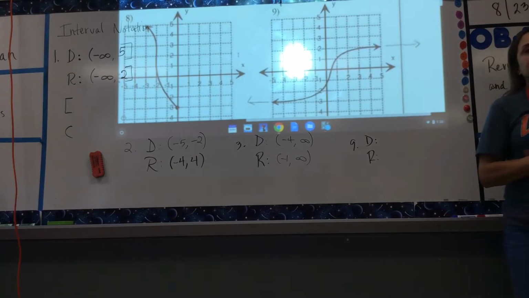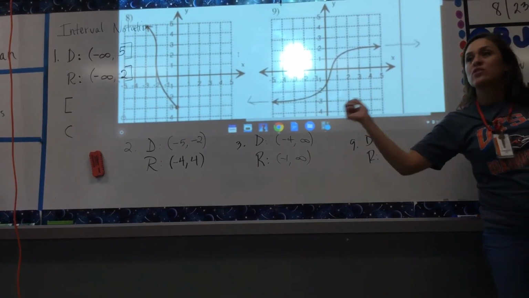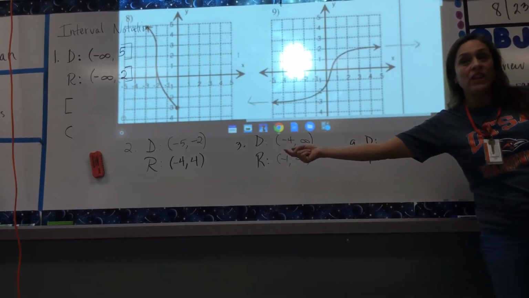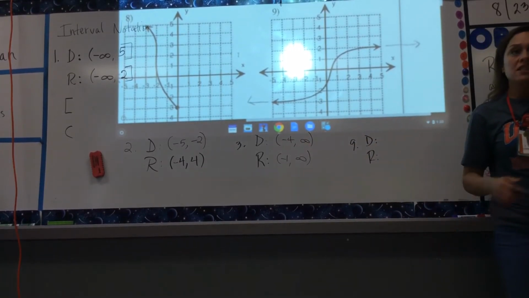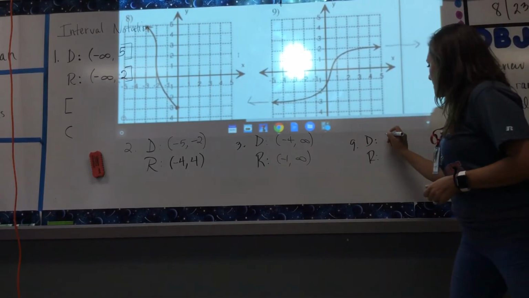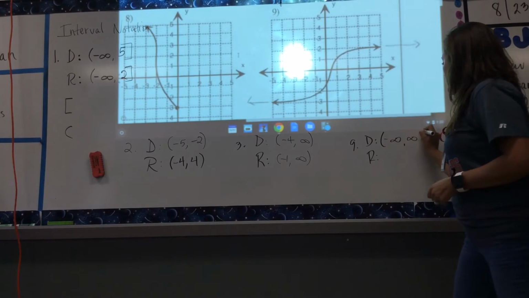Domain goes from where to where? Left to right. So what's the farthest to the left? Negative infinity. Farthest to the right? Positive infinity. Does it ever touch it? No. So what do I use? Parentheses. So negative infinity to positive infinity.